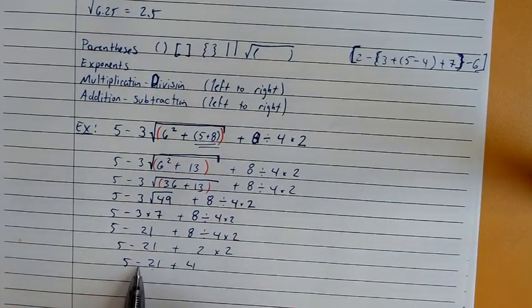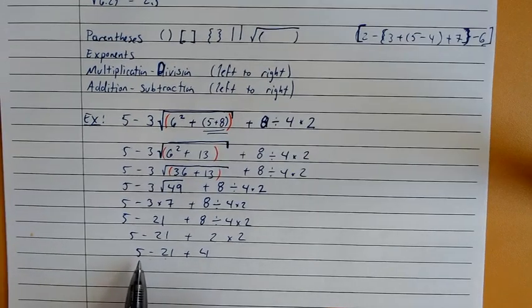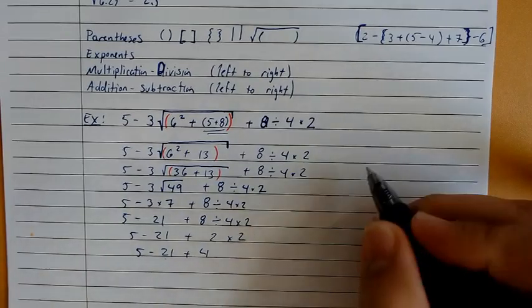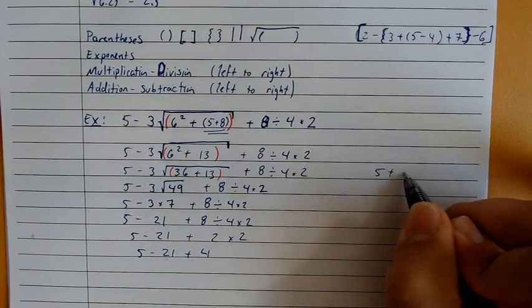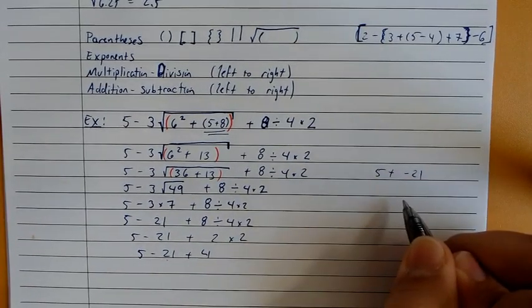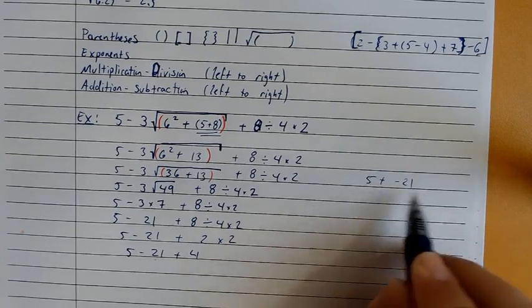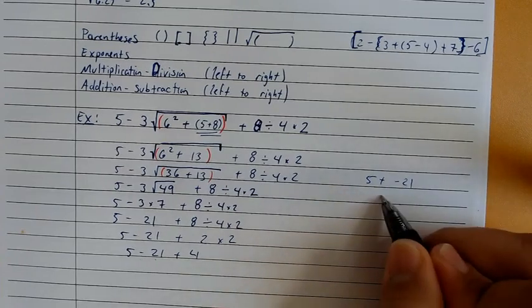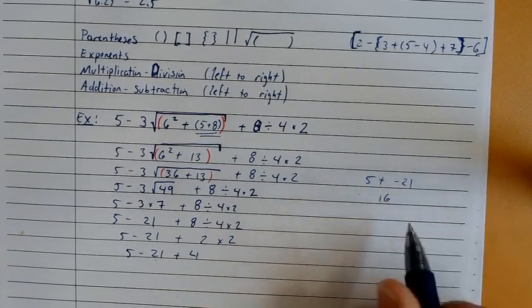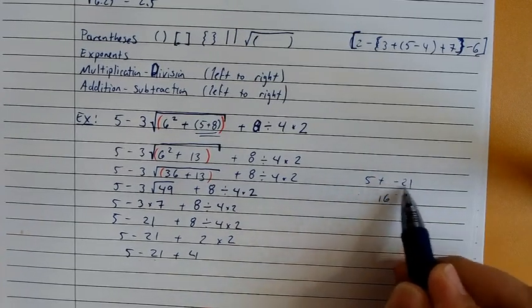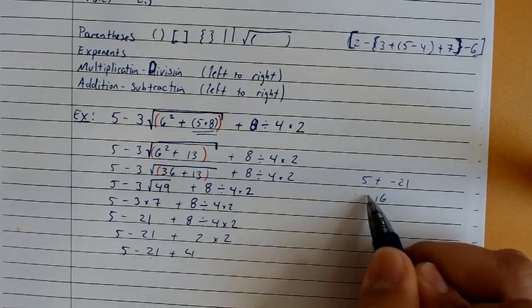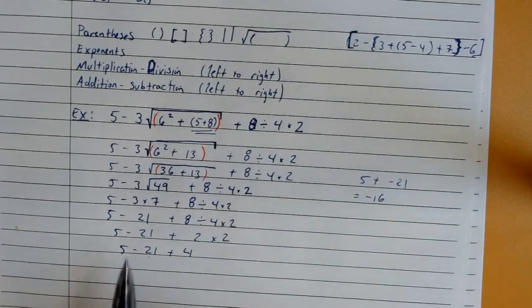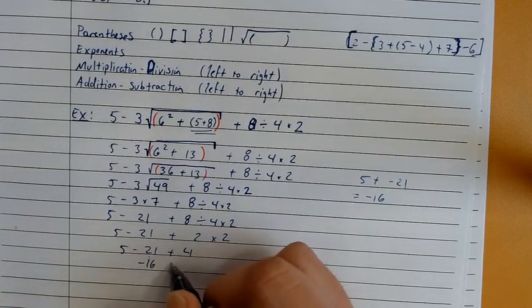Remember, subtracting numbers is the same as adding its opposite. So this is the same as saying 5 plus a negative 21. Adding two numbers that have opposite signs, you're really subtracting them. So 21 minus 5 is 16. And then you're going to keep the sign of the number that has the greatest absolute value, which is this one here. So you're going to keep your negative. So 5 minus 21 is negative 16.